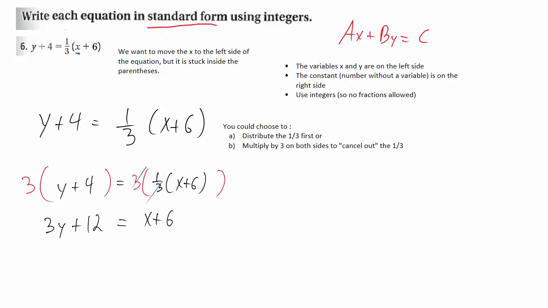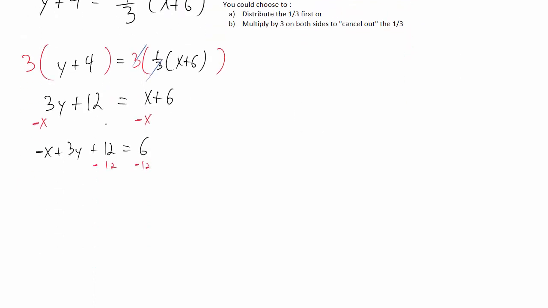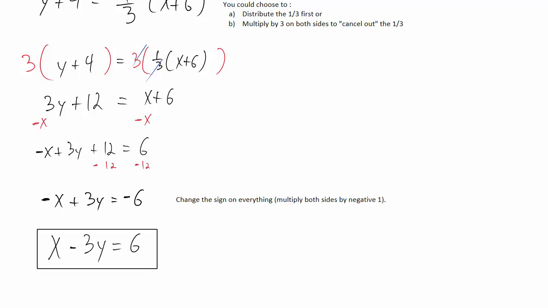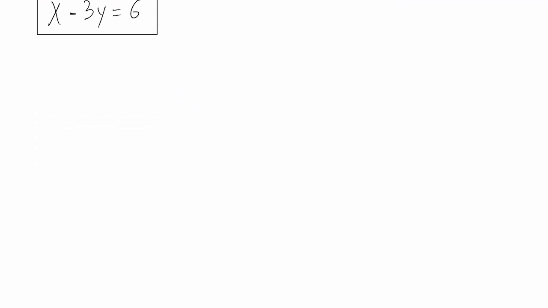To finish getting it in standard form, you need to move the x to the left, and you need to move that 12 over to the right. So subtract x on each side, but also subtract 12 on each side to get all the constants on one side, and you get negative x plus 3y equals -6. But again, we prefer not to have a negative coefficient on the x, so I just switch the sign on everything, and that's the equation in standard form.